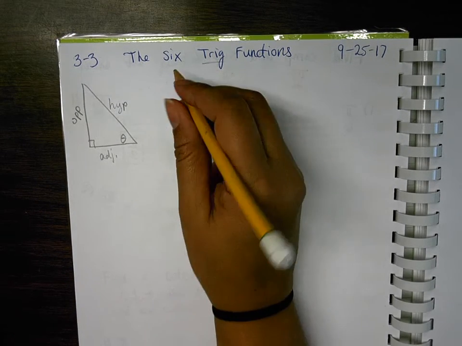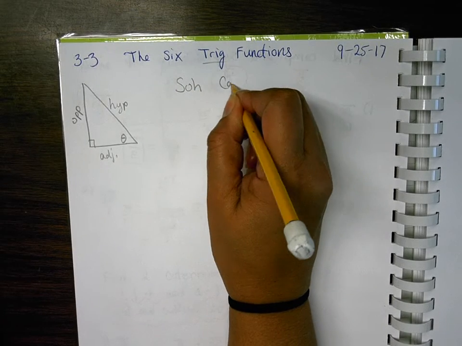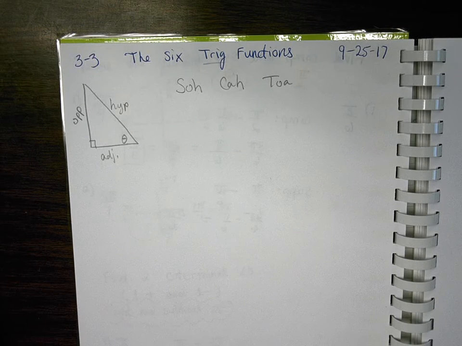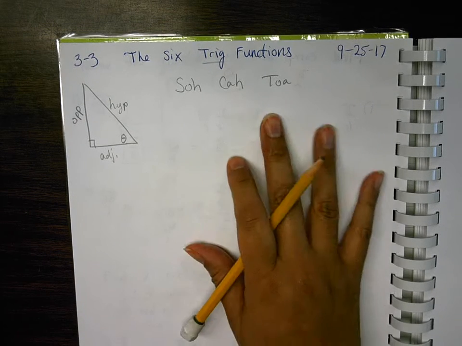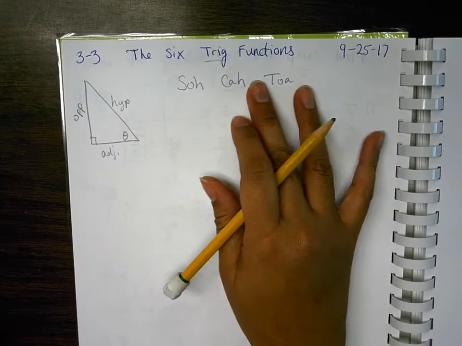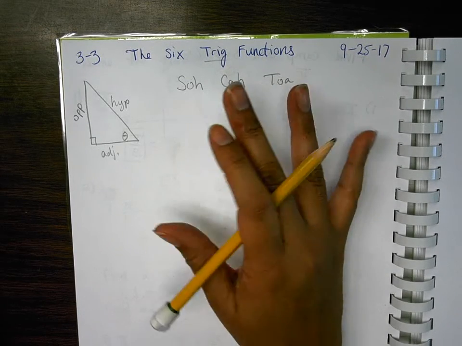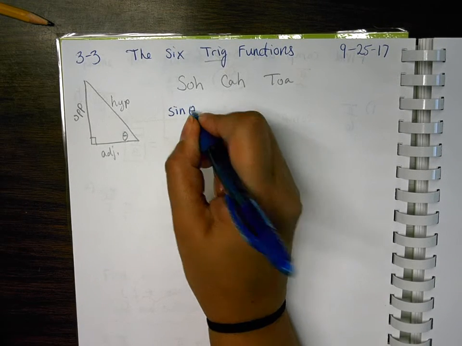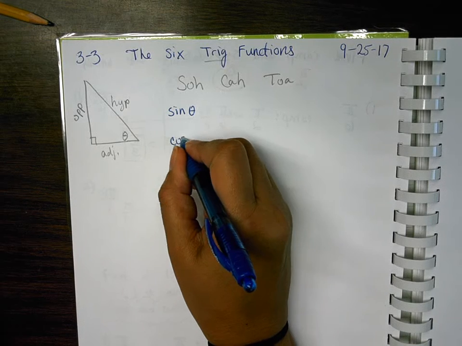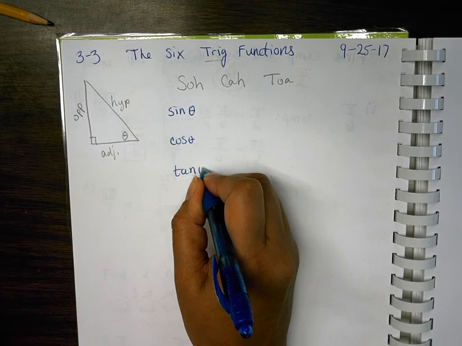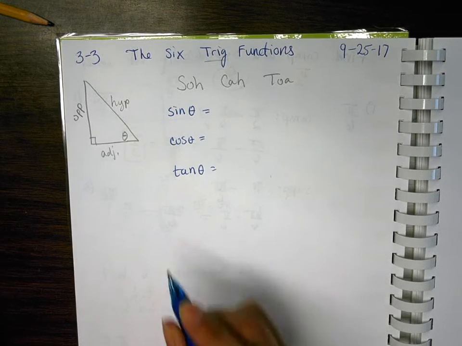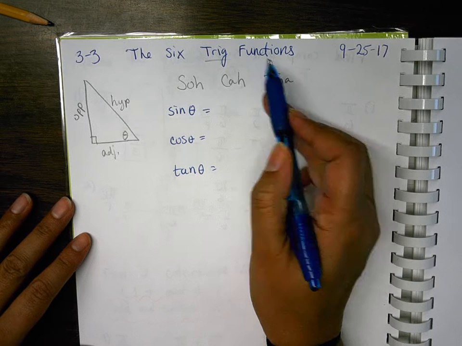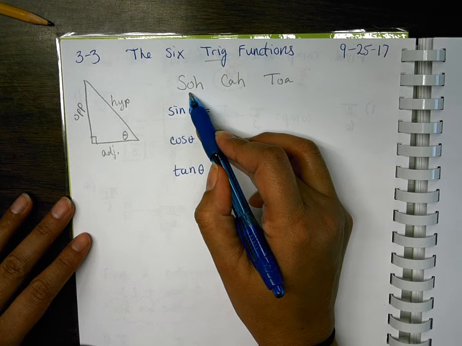Do you remember this? SOHCAHTOA? Does anybody use SOHCAHTOA when you're doing sine, cosine, tangent? This isn't a formula, but it's just a little trick to help us remember what goes where. Okay, so I'm going to write down sine of theta, cosine of theta, and tan of theta. In words, the S is for sine, the C is for cosine, the T is for tangent. O stands for what? Opposite.